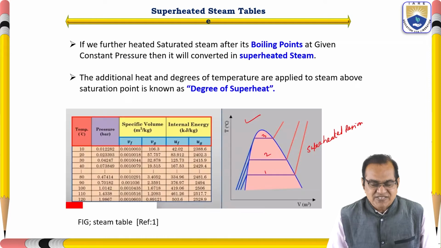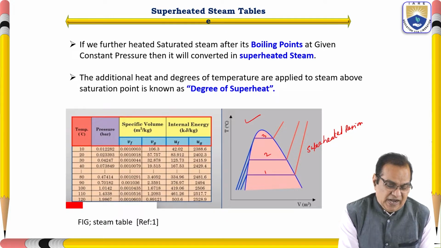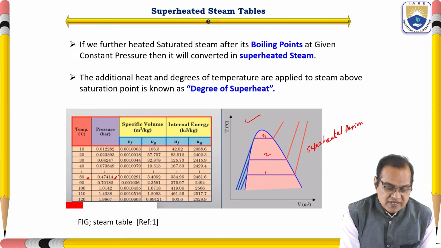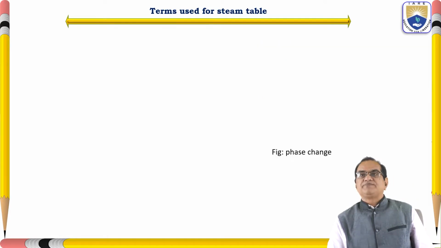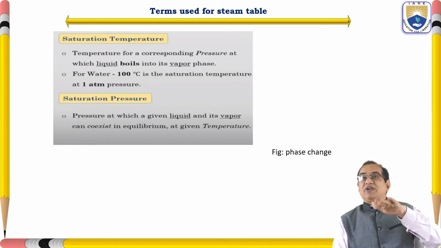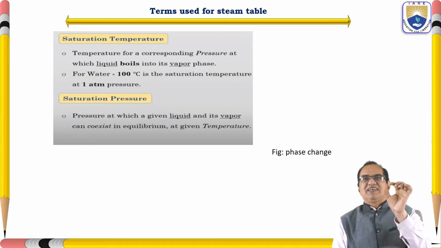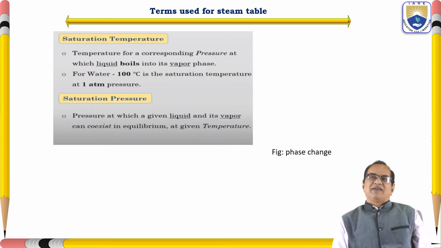So if you see here in this table, this is the saturation temperature and the pressure is given. This is the specific volume, and this is the specific volume of the vapor. So here you can see the temperature, for a corresponding pressure, at which liquid boils into its vapor phase. So liquid becomes vapor. For water, 100 degrees centigrade is the saturation temperature at 1 atmosphere. At atmospheric pressure, 100 degrees centigrade is called the saturation temperature.